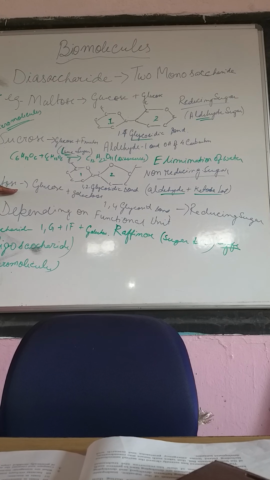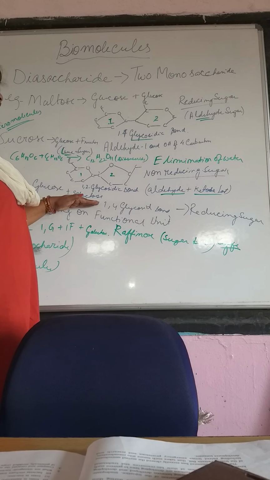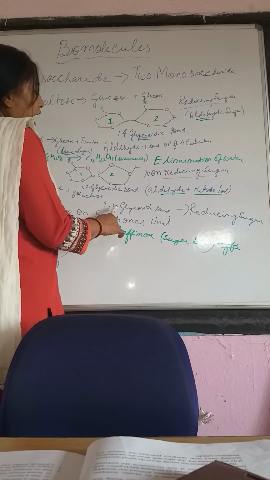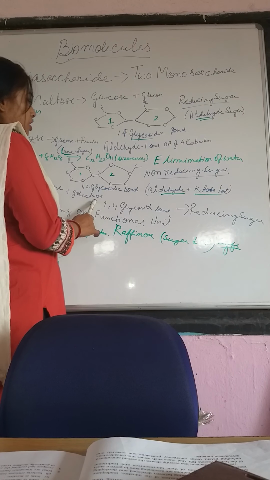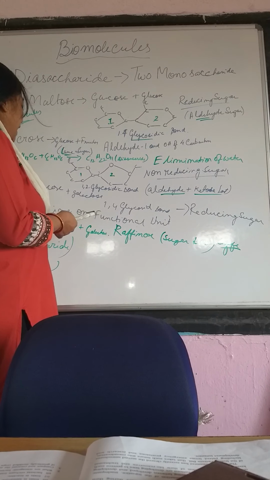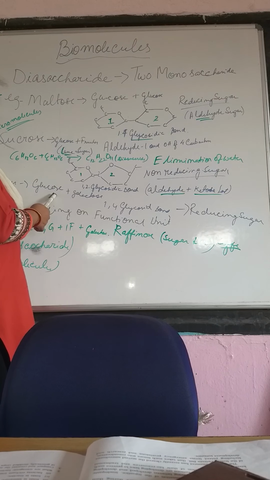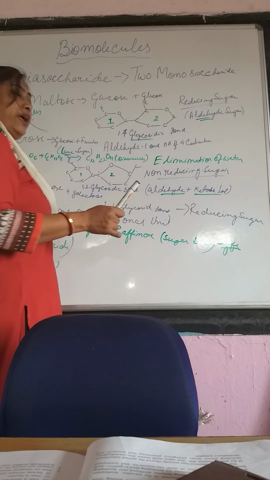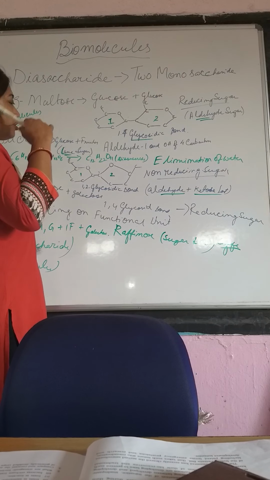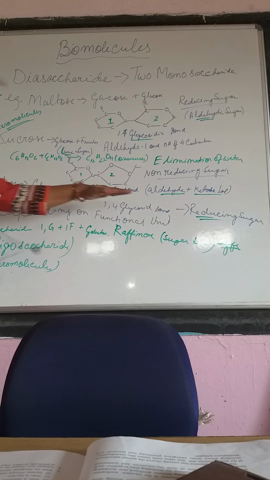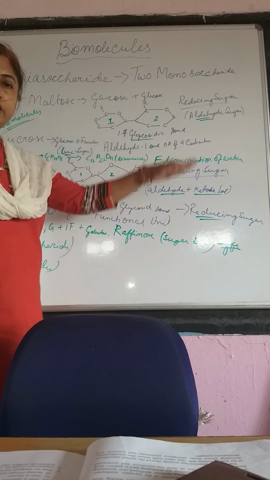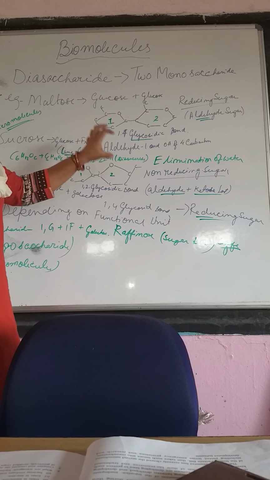Now the third molecule is lactose. Lactose is basically one glucose molecule and one galactose molecule, and here we have a 1,4 glycosidic bond, that means the first position of glucose and the fourth position of galactose. Since the aldehyde group is retained and only the OH portion is lost, we call it a reducing sugar. The reducing property of the molecule depends on the functional group.